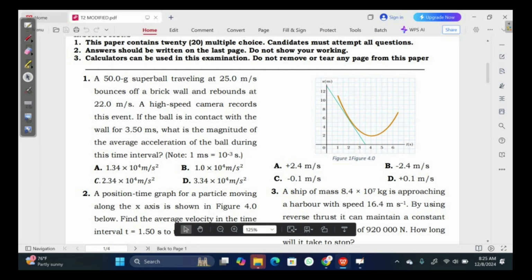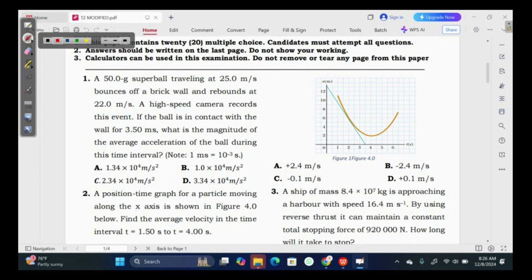Perfect. So let us go and convert. The first thing is you check first the answers. The answers which we have here, we can clearly see that our answers are all in meters per second, meaning I have to convert this millisecond to seconds. Now, we have been told that 1 millisecond is equal to 10 raised to the power negative 3 seconds. So we have again 3.5 milliseconds being equal to x. We don't know what x is. We want to find the seconds.